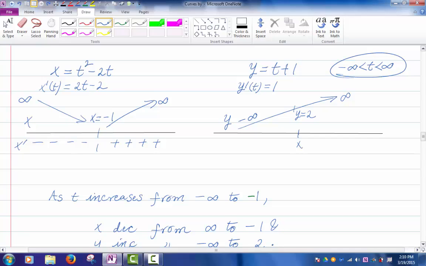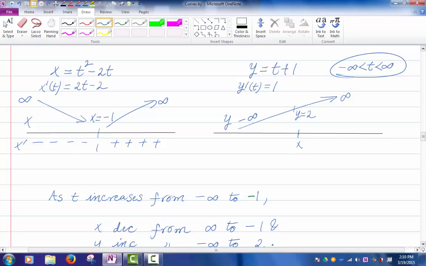Well, let's think about this. When t is positive and large, x is positive and large, right? So I know that x is going to infinity. So what's happening then? As t progresses from negative infinity to positive infinity, x is decreasing from infinity to negative 1, and then x is increasing from negative 1 to infinity.